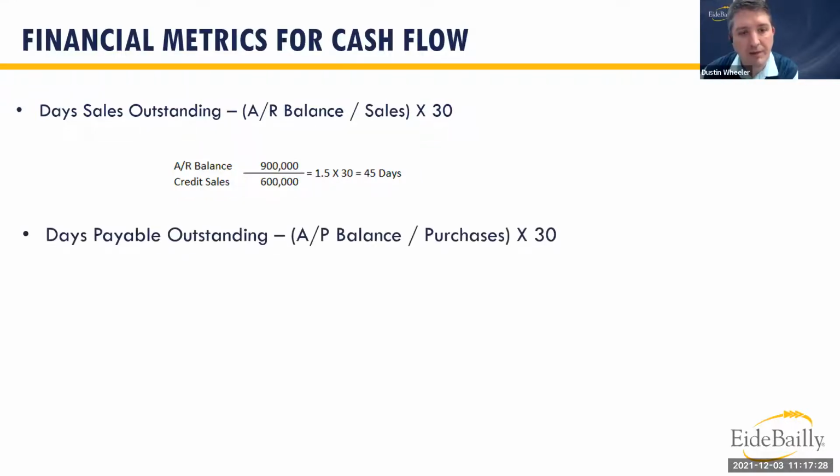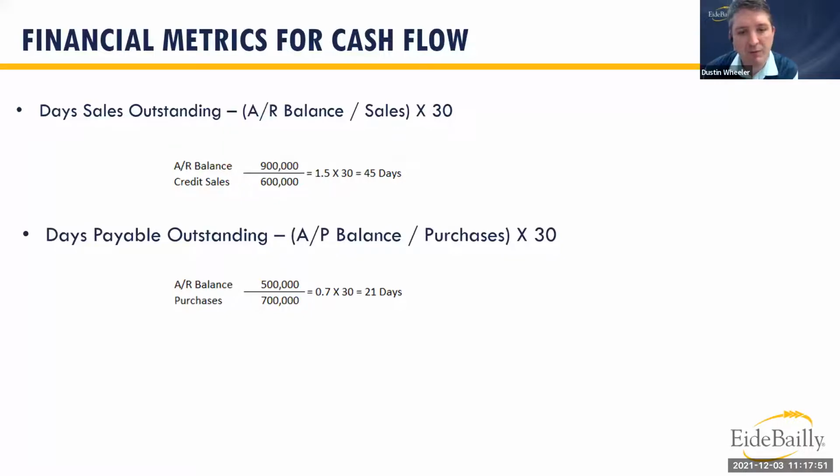Next one, days payable outstanding. You could say this one is the opposite of the first one. It takes into account the accounts payable balance divided by purchases times 30. So this one gives you an average of how long it takes to pay your vendors. When you calculate this one, you'll need to know what things you have in accounts payable, such as rent or payroll. Some of those can skew this calculation.